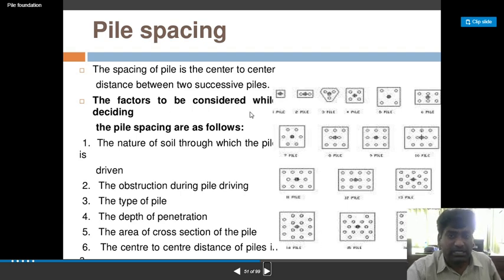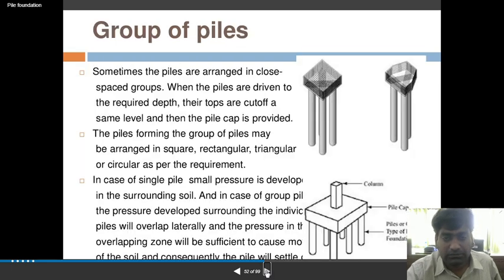The factors to be considered while deciding the pile spacing are as follows: the nature of the soil through which the pile is driven, the construction during the pile driving, the type of pile, the depth of penetration, the area of cross section of the pile, and the center to center distance of the pile.